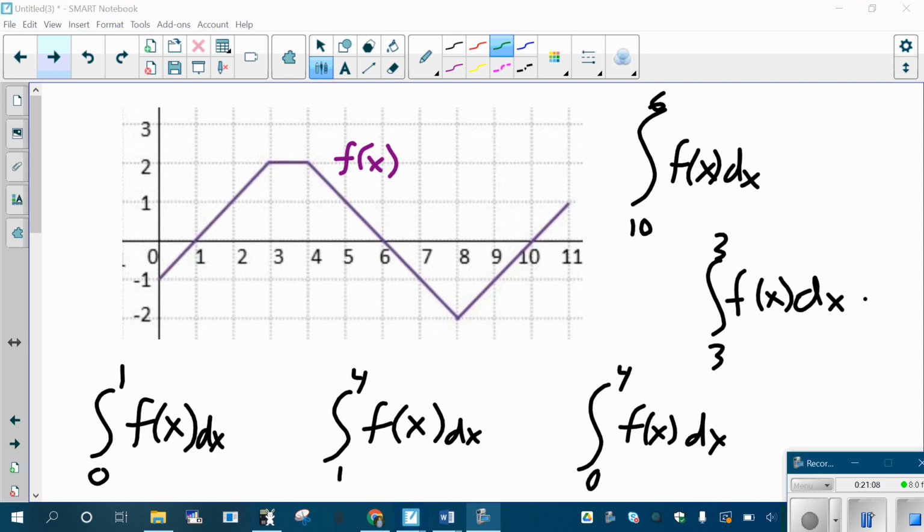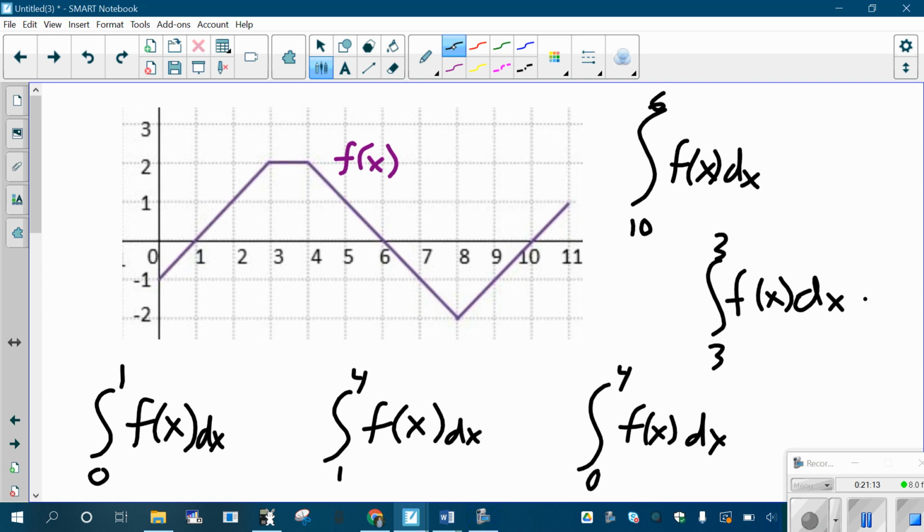All right, cool. So hey, they give us a graph here of f of x, and they're asking us to find some definite integrals, to evaluate some definite integrals. What's unique about this graph is, it's got lines. The regions are geometric.